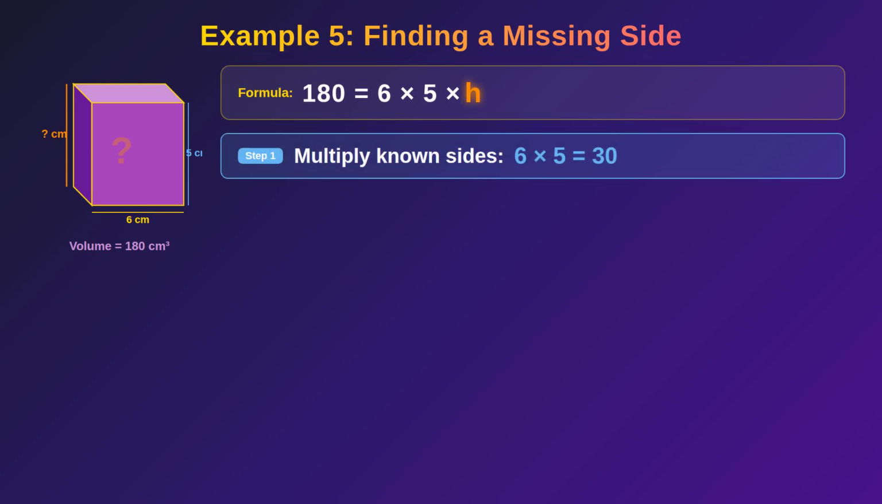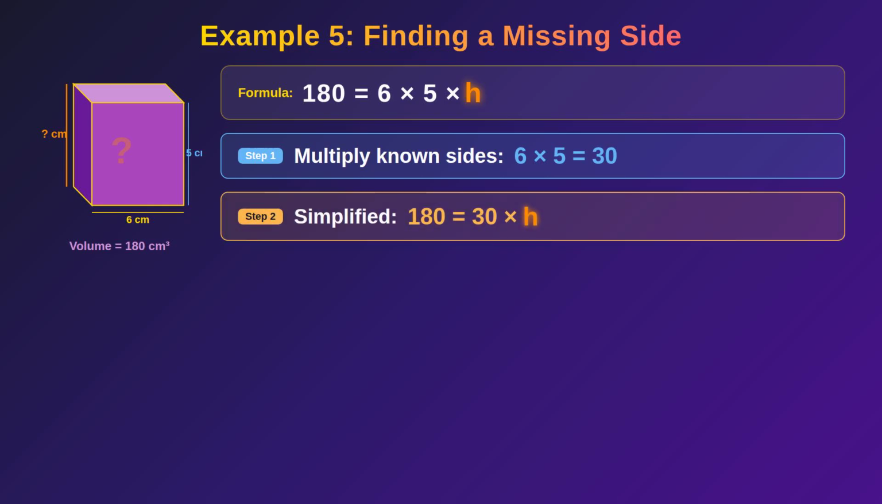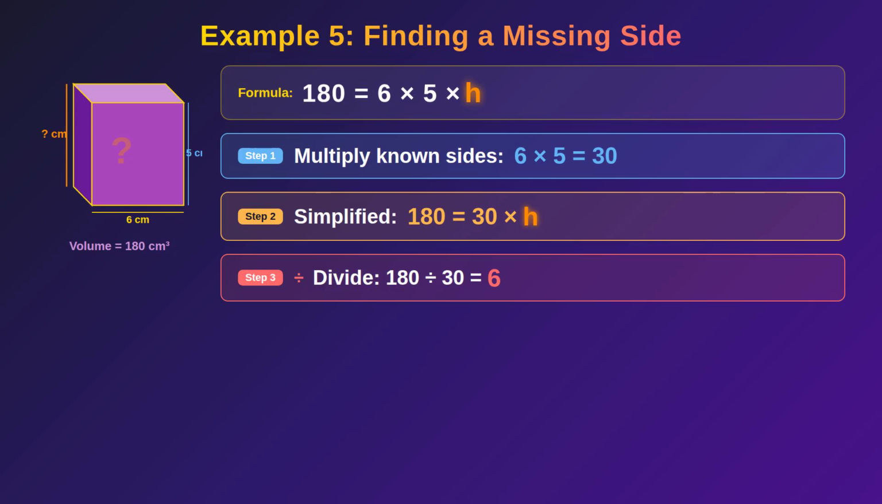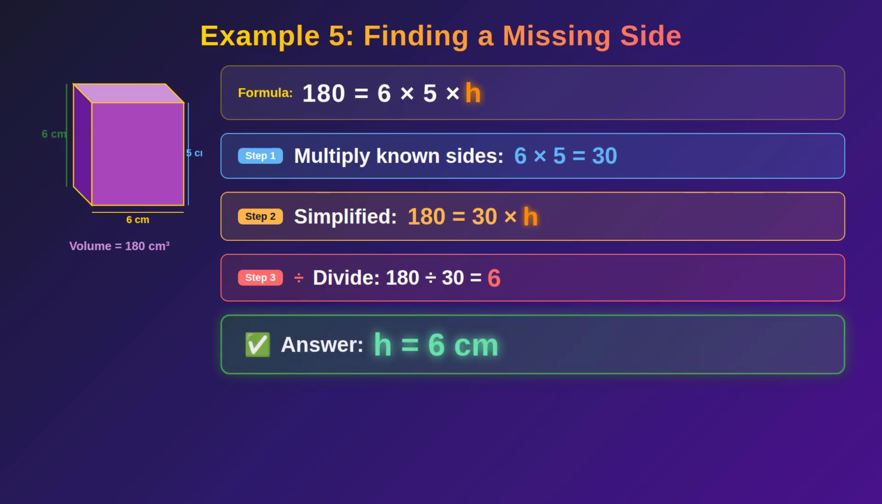Here's a twist Maya found on her homework. What if you know the volume but need to find a missing side? The volume of a box is 180 cubic centimeters. The length is 6 centimeters and the width is 5 centimeters. What is the height? We still use our formula. 180 equals 6 times 5 times h.